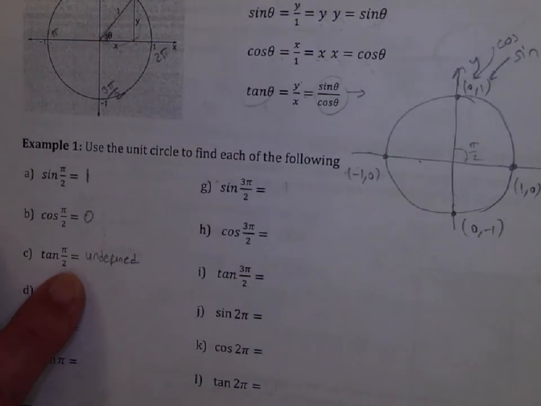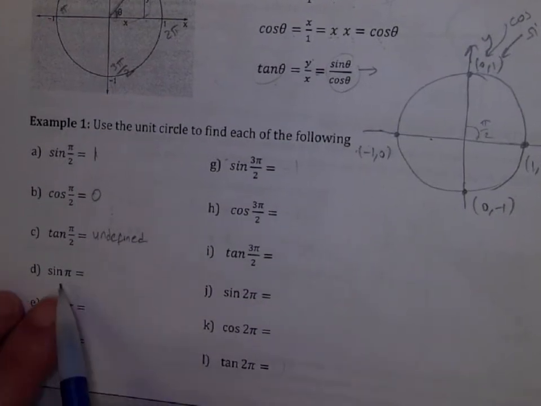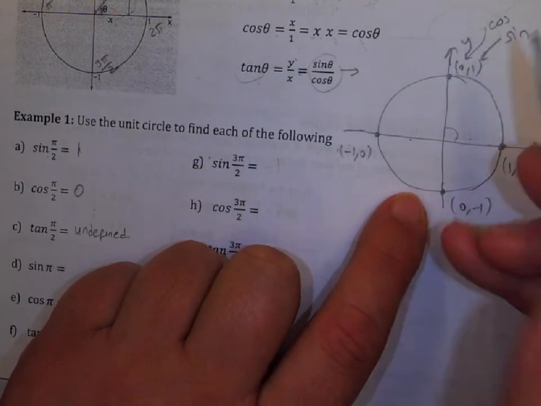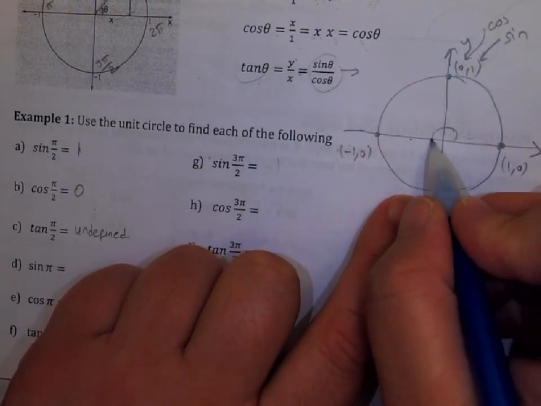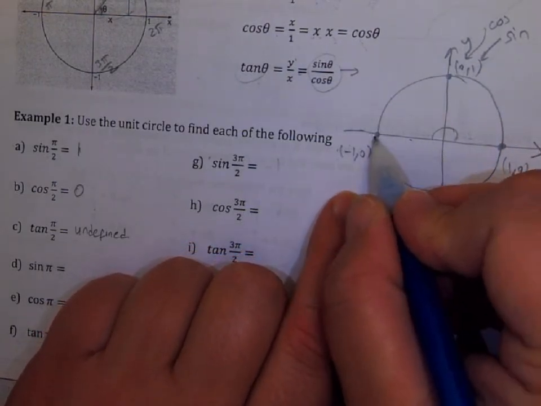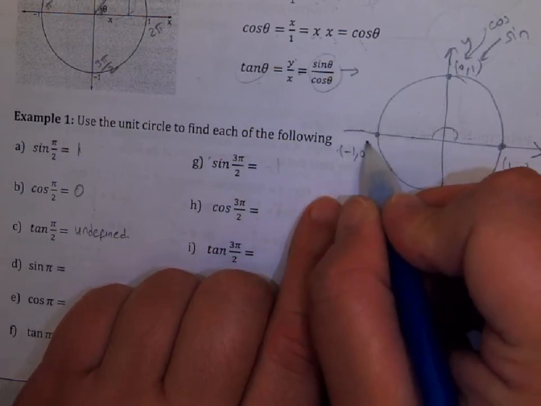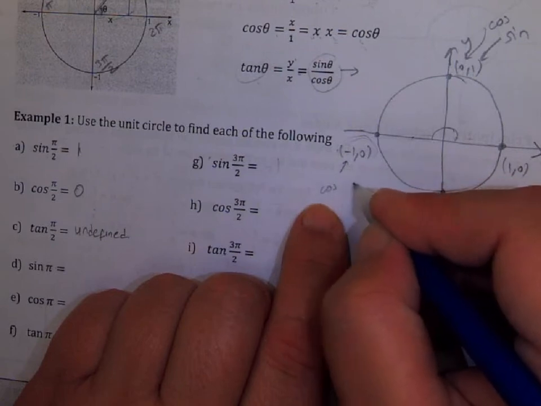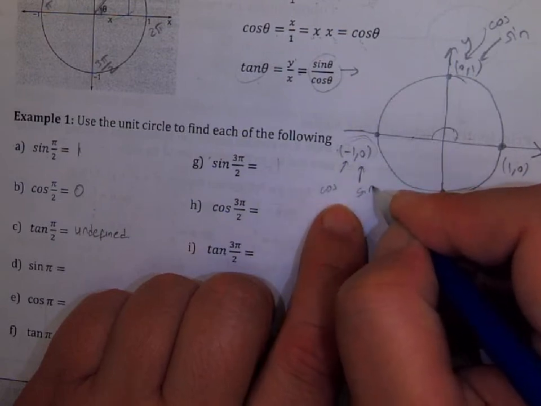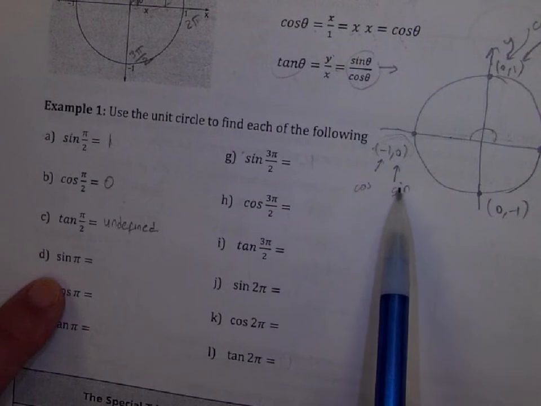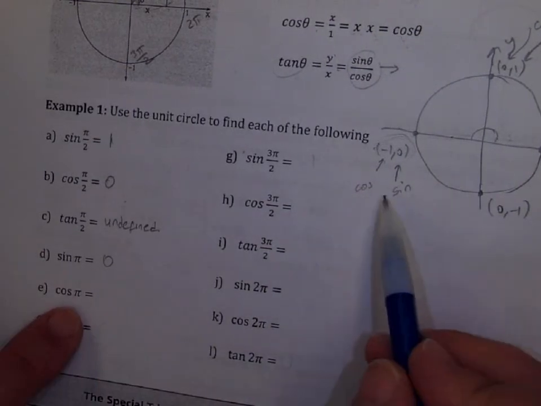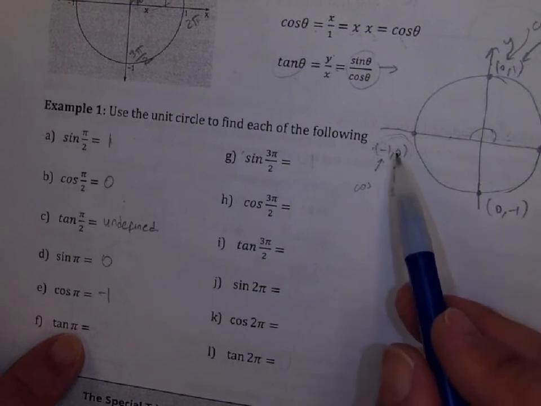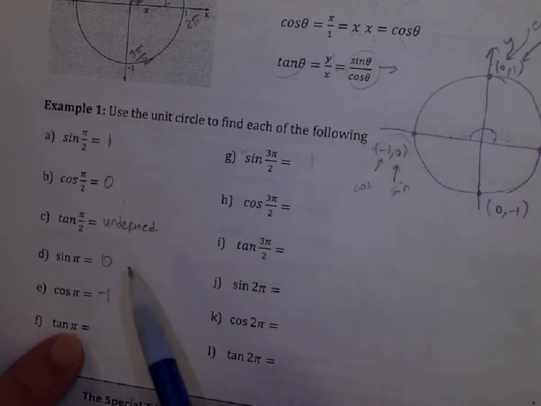Okay, sine pi. So now we are here. This is pi. Okay, so terminal arm of pi is here. So we are gonna use then these coordinates. Again, first coordinate will give you cos, second coordinate will give you sine. So sine pi 0, cosine pi negative 1, tangent pi sine over cosine, or y over x gives you 0.